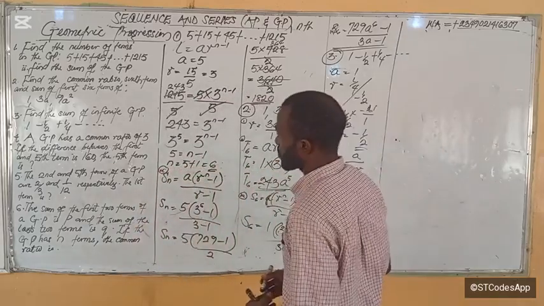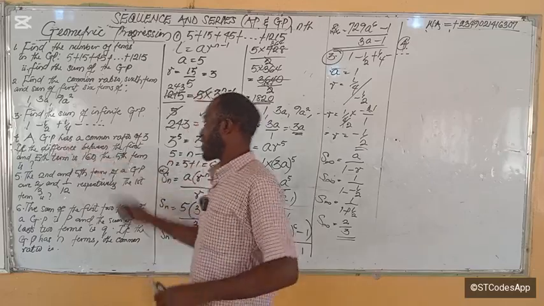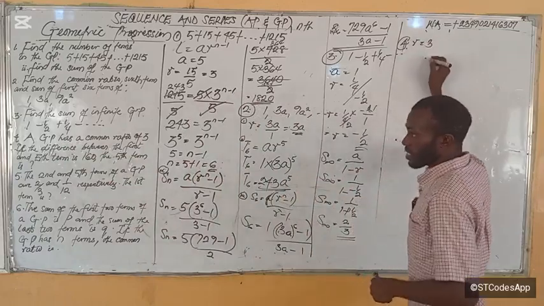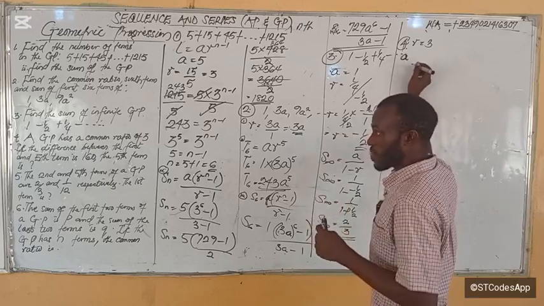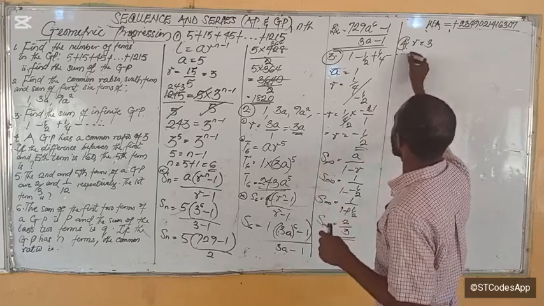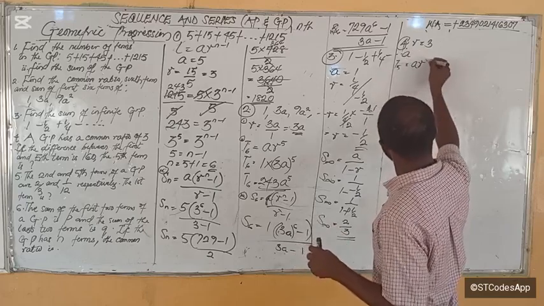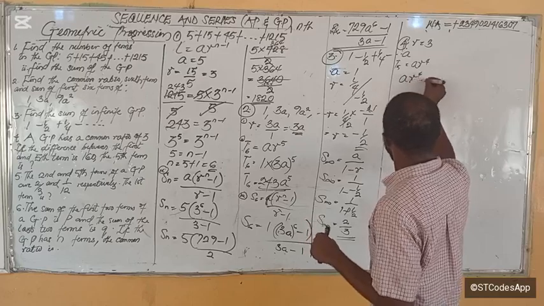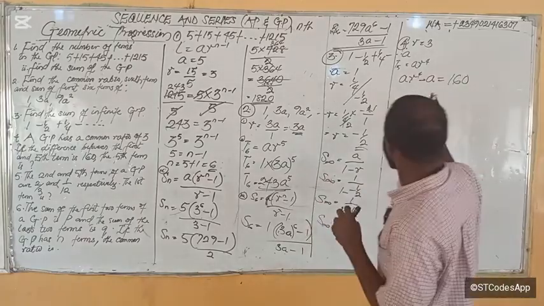Then number 4. Number 4 says that a GP has a common ratio of 3. So R is 3. If the difference between the first term, so A, and fifth term is 160, so that will be a positive difference. What is the first term? A. What is T5? A R raised to power 4. Is that clear? So the difference between them, that is A R raised to power 4 minus A, is 160. This is how to interpret it.